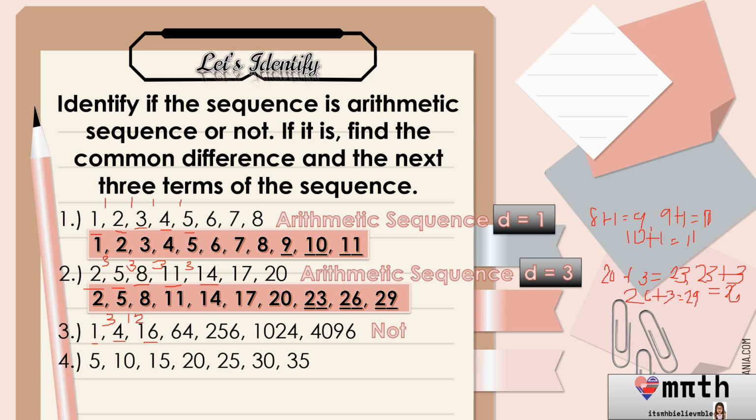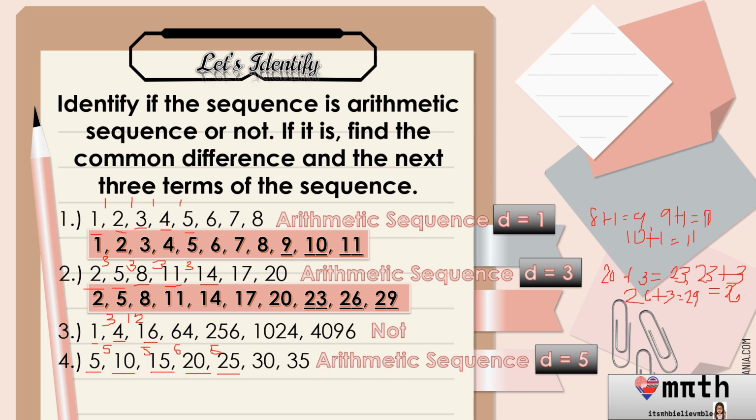For number 4, let's get the common difference first. So, we have 10 minus 5, that is 5. 15 minus 10 is also 5. 20 minus 15 is also 5. 25 minus 20 is also 5. So, as you notice, the value of our common difference is equal to 5. And since we have a common difference, this is what you call an arithmetic sequence.